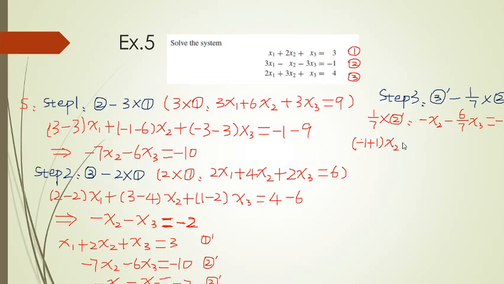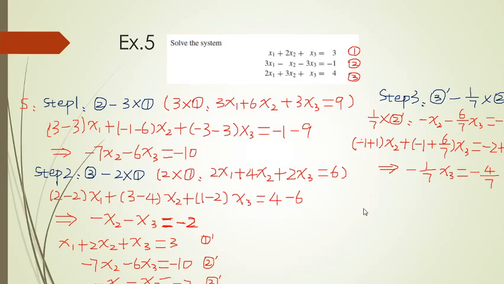So for x3, that is minus 1, so it's plus 6/7 x3. And then minus 2, plus 10/7. So the x2 coefficient becomes 0. That is minus 1/7 x3 equals minus 4/7, right? Minus 2 is minus 14/7. So now it's easy to solve x3.